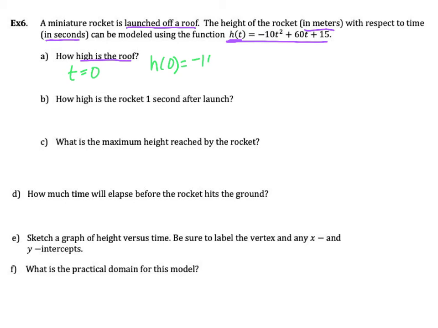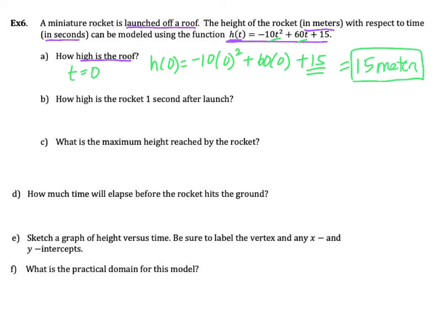So we have negative 10 times 0 squared plus 60 times 0 plus 15. Hopefully you didn't even need to write this out. You're like, oh, this is 0, this is 0. So where did it start? It started 15 meters above ground, or what it asked is how high is the roof? The roof is 15 meters from ground level.